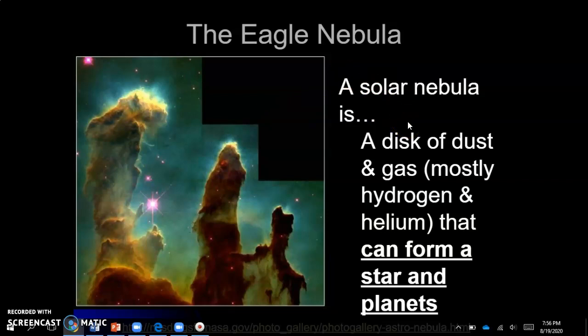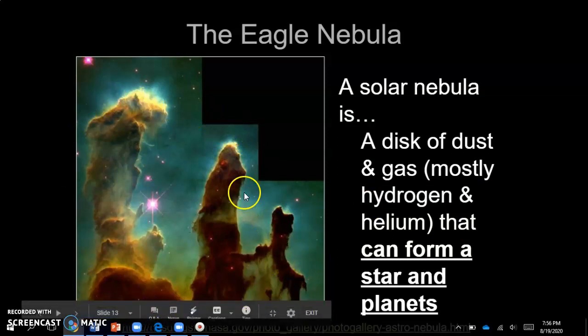Anyway, a solar nebula is a disk of dust and gas, mostly hydrogen and helium. That's the elements you find most of in space. That can form a star and planets. So our star and planets came from a nebula, and then this Eagle Nebula one day might also become a solar system of stars and planets.